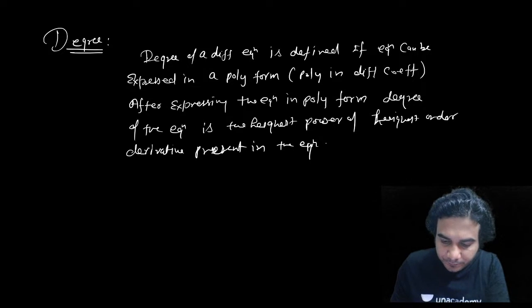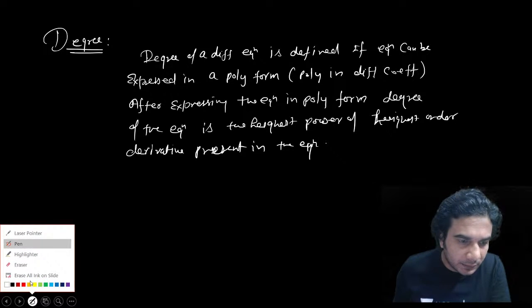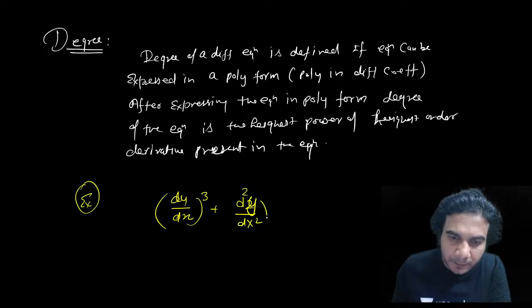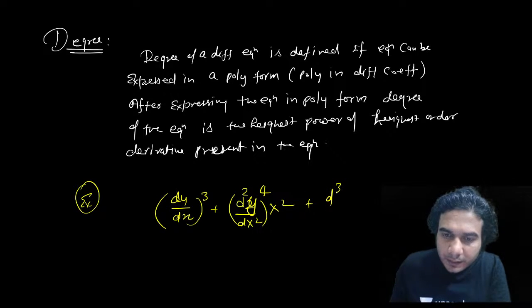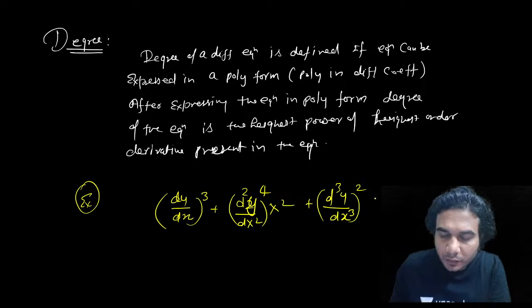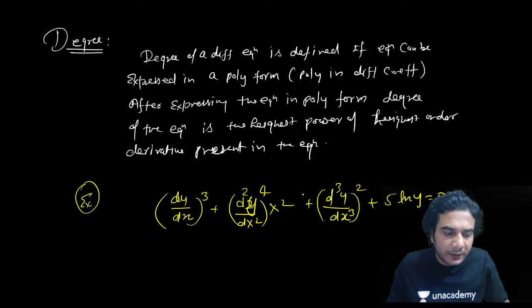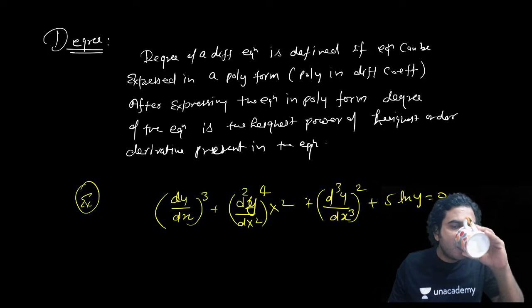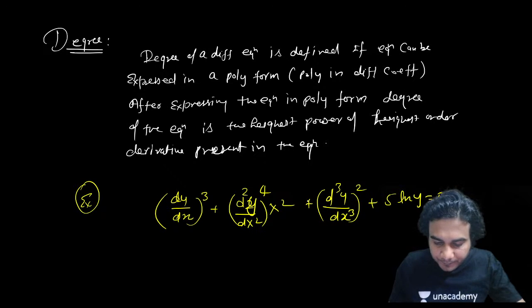Okay, now let's see. For example, dy by dx whole raised to 3 plus d2y upon dx2 into x square whole raised to 4 plus d3y upon dx3 whole raised to 2 plus 5 ln y is equal to 0. Okay, so answer the degree of this.